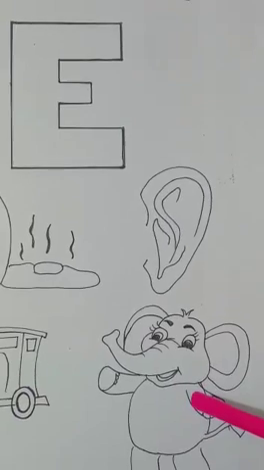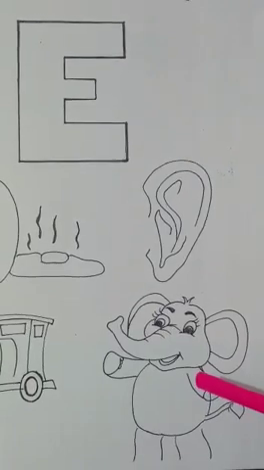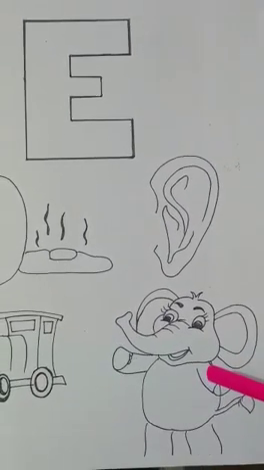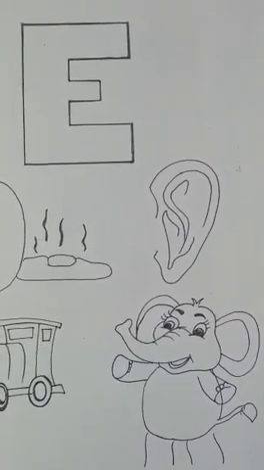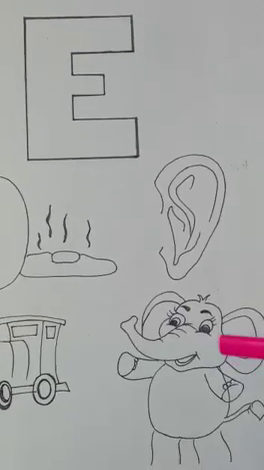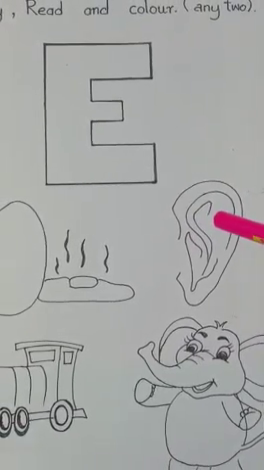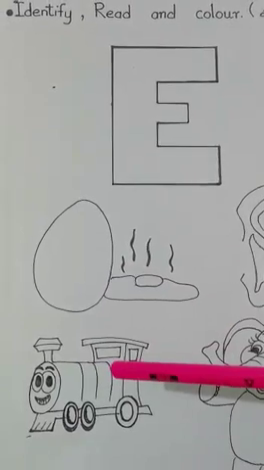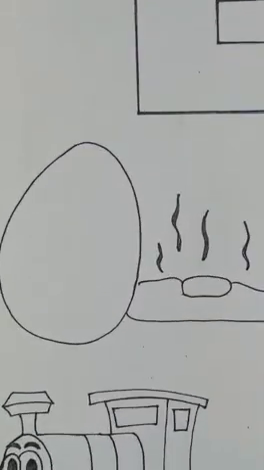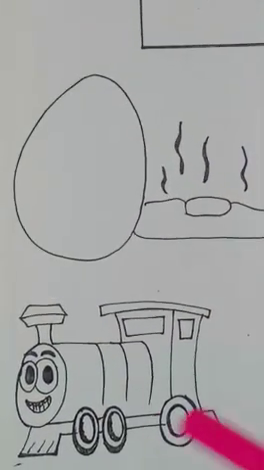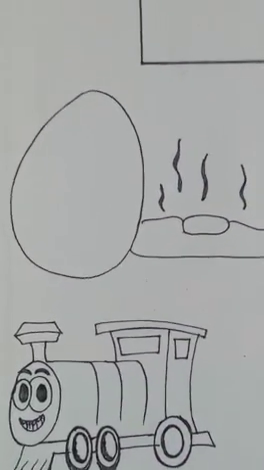And here, the most favorite of all of us, that is elephant. Elephant. So try to split the sound while pronouncing the name like I'm doing. Elephant. E air. Egg. Engine. It's an engine. You can see this in the cartoon movies.